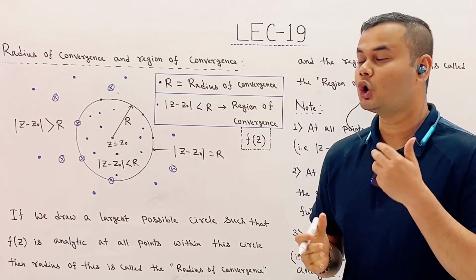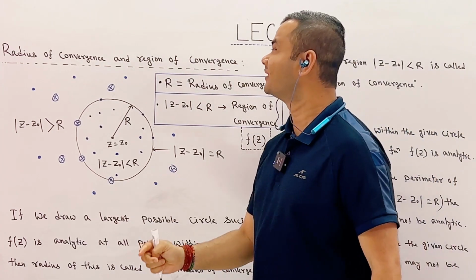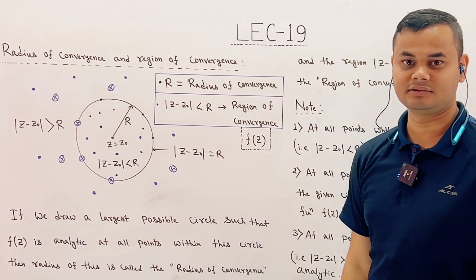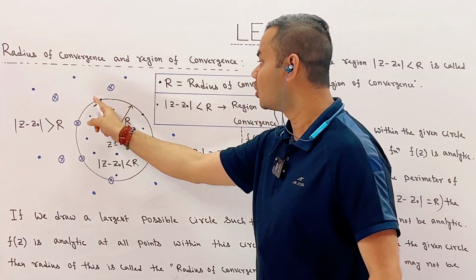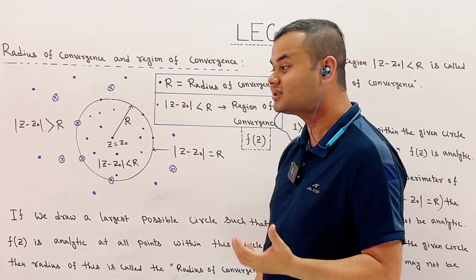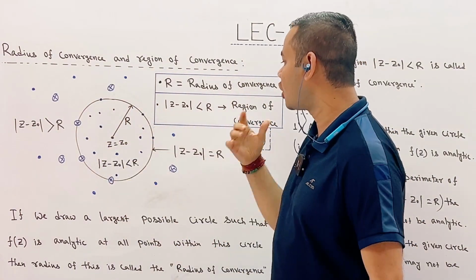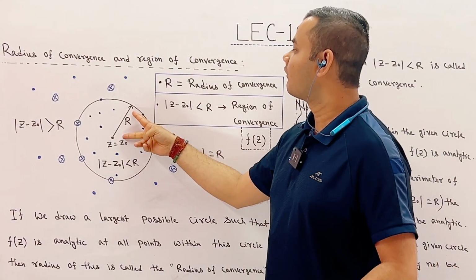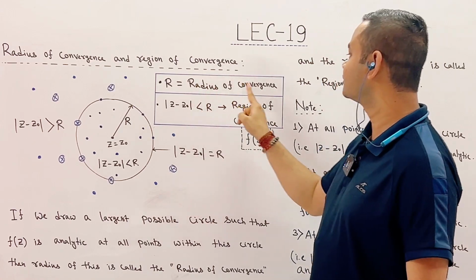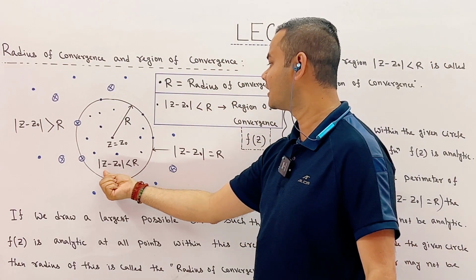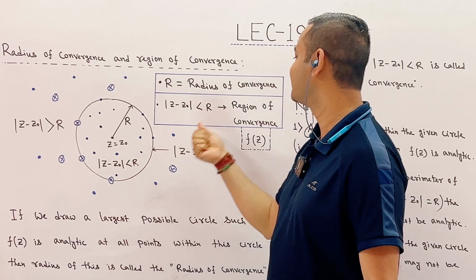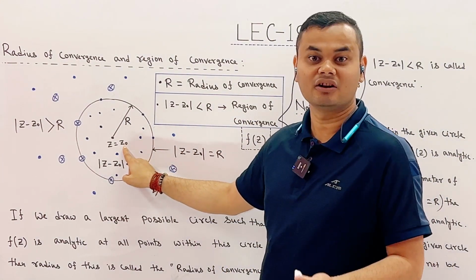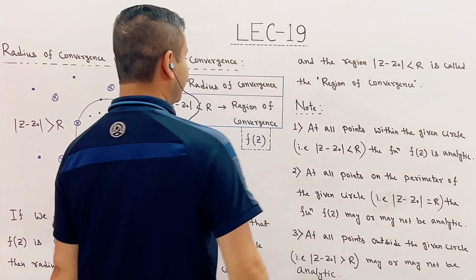Now let me define two very important terms. First one is radius of convergence and the second one is region of convergence. Students, if we draw a largest possible circle such that within this circle at all points the function f of z is analytic, then the radius of the circle is known as the radius of convergence, and the region modulus of z minus z naught less than r is known as the region of convergence, where z naught is the center of the circle.